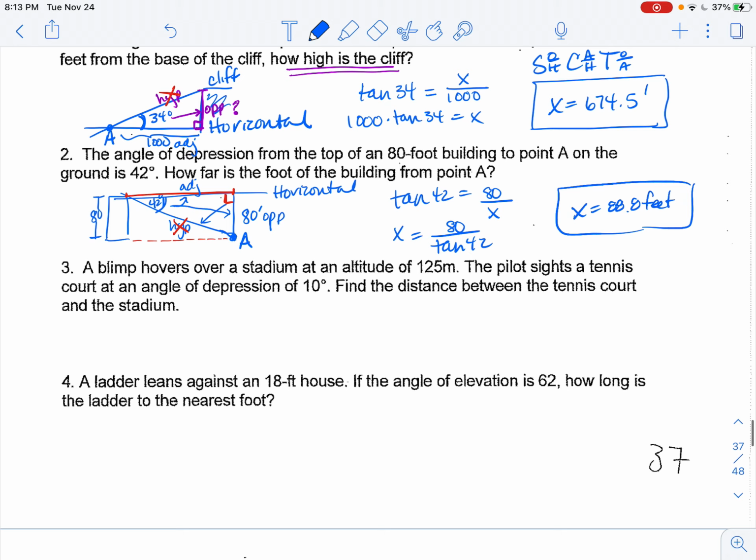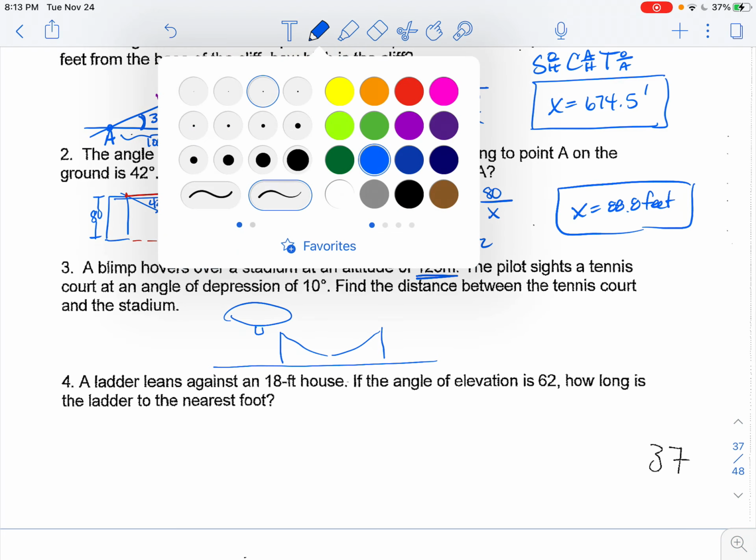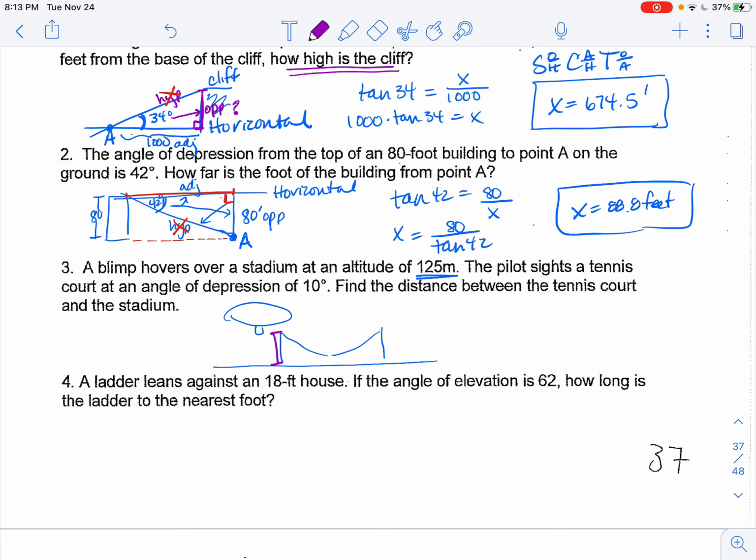In problem number 3, we have a blimp hovers over a stadium. So here's my blimp, and it's hovering over a stadium. So here is my stadium. I don't know what a stadium looks like, but it's at an altitude of 125 meters. So I know that the vertical height is 125. The pilot sights a tennis court at an angle of depression of 10 degrees.